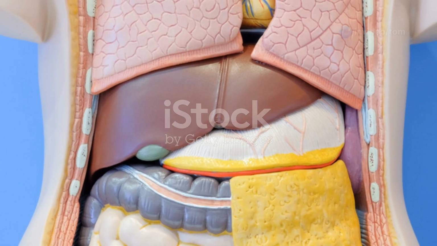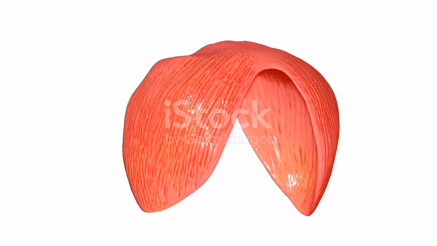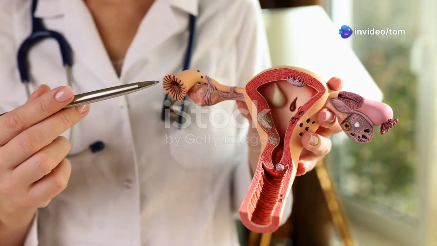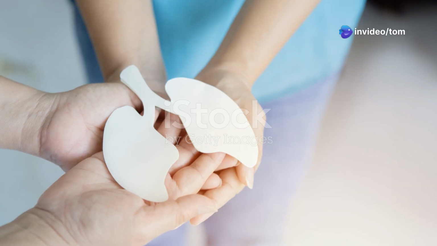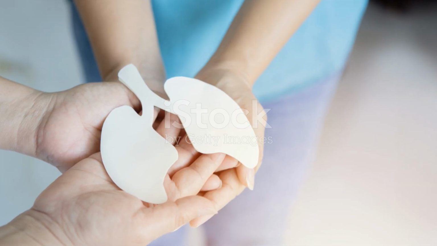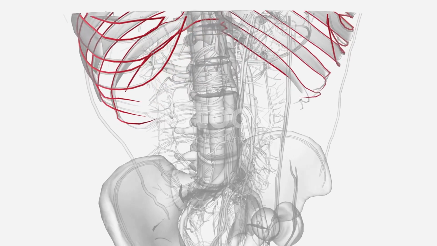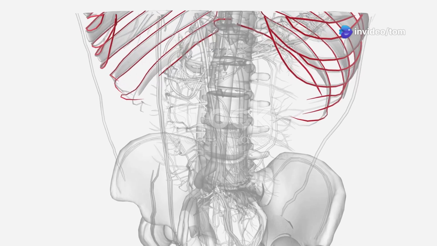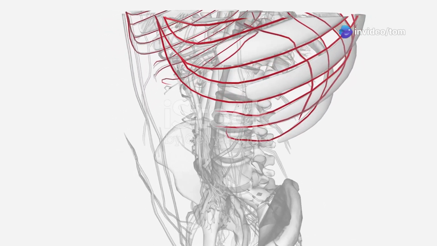Next up is the ventral cavity, which is divided into three main cavities. The diaphragm plays a crucial role here, separating the thoracic and abdominal cavities. The pelvic cavity lies below the abdominal cavity. The thoracic cavity houses the lungs, heart, and structures of the mediastinum. The boundaries of this cavity include the root of the neck superiorly, the diaphragm inferiorly, the sternum anteriorly, the ribs laterally, and the 12 thoracic vertebrae posteriorly.